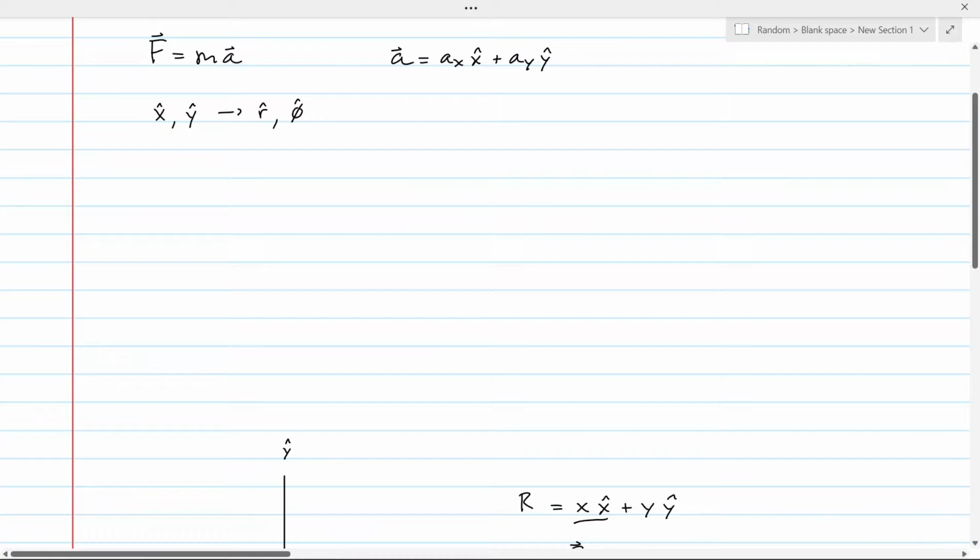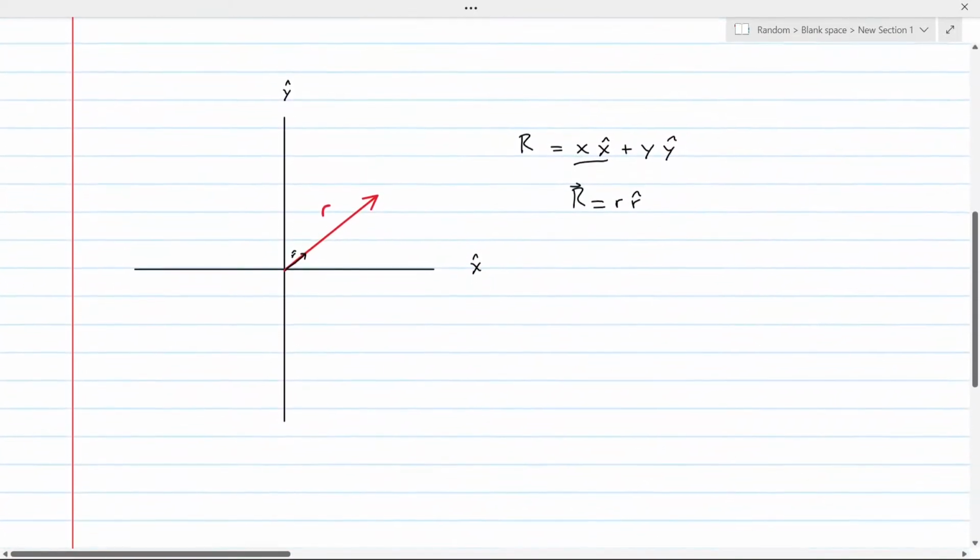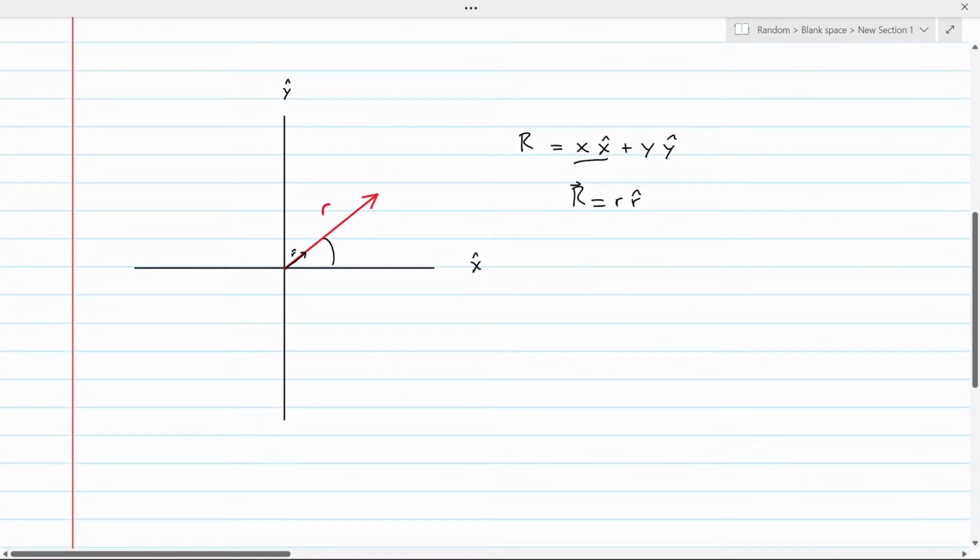To continue on, there are a few relationships we need to work out. First, what is r hat? Well, r hat is going to be cosine phi x hat plus sine phi y hat, where phi is here.